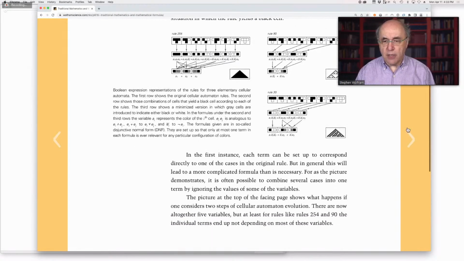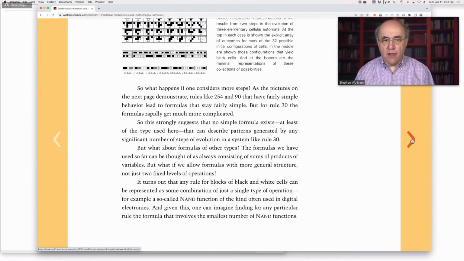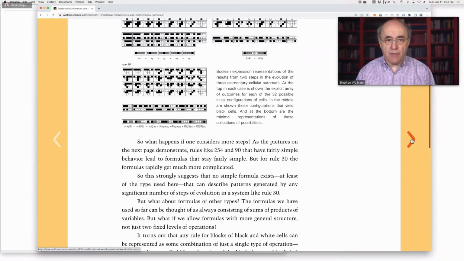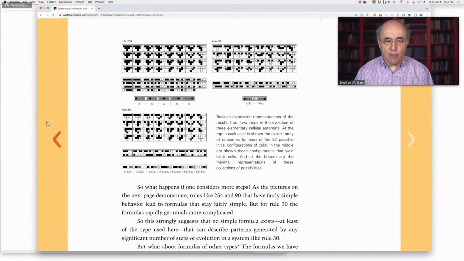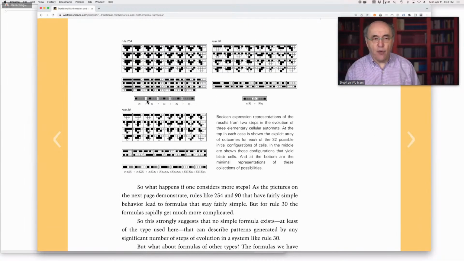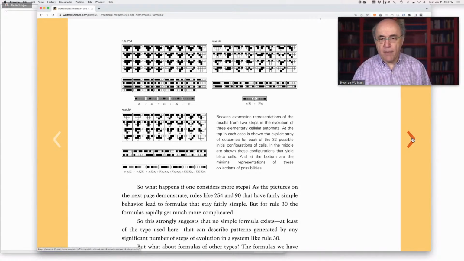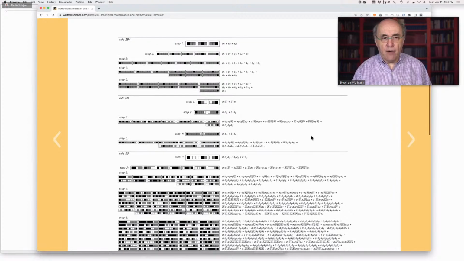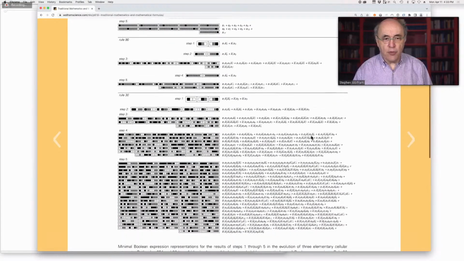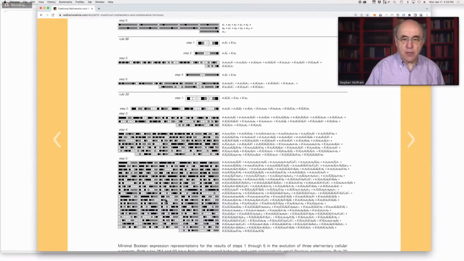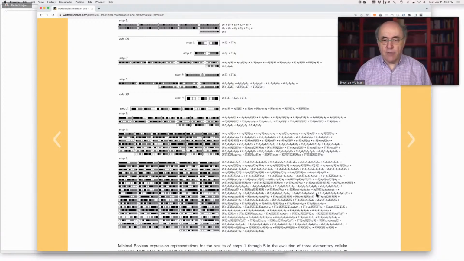So now the question is, what happens if we run for several steps? If instead of running for just one step, what is the effective formula that we get after we run rule 90 for, let's say, 2 steps? Still rather simple. If we run rule 30 for 2 steps, the formula is much more complicated. Let's keep going. Here are the results for running rule 30 for up to 5 steps. That is the simplest Boolean function that gives you 5-step rule 30.